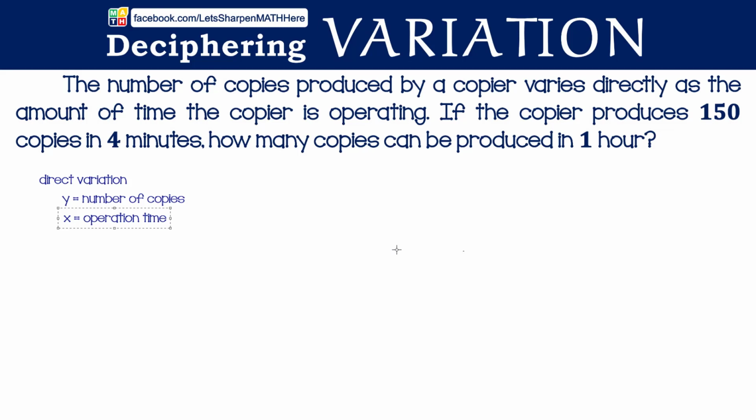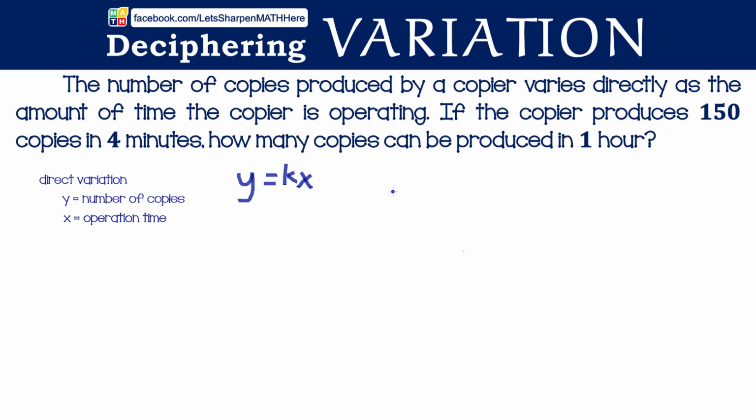Now that we are sure which is x and which is y, we can represent this in the form of a mathematical equation. And the mathematical equation for any direct variation is y equals kx, where k is the constant of variation or the constant of proportionality.